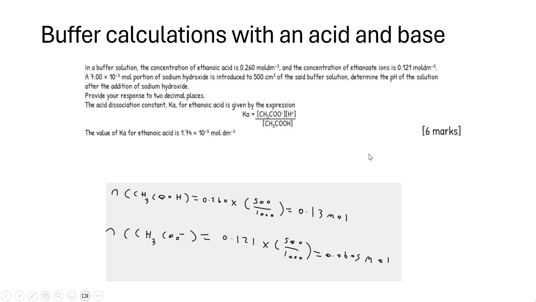Let's look at another one. So let's look at a buffer calculation with an acid and a base. This can be in two ways. It can be an acidic buffer and then you're adding a base into it, or it could be an acid and you're adding base to that to make a buffer. It can be in those kinds of ways. They both follow the same basis.